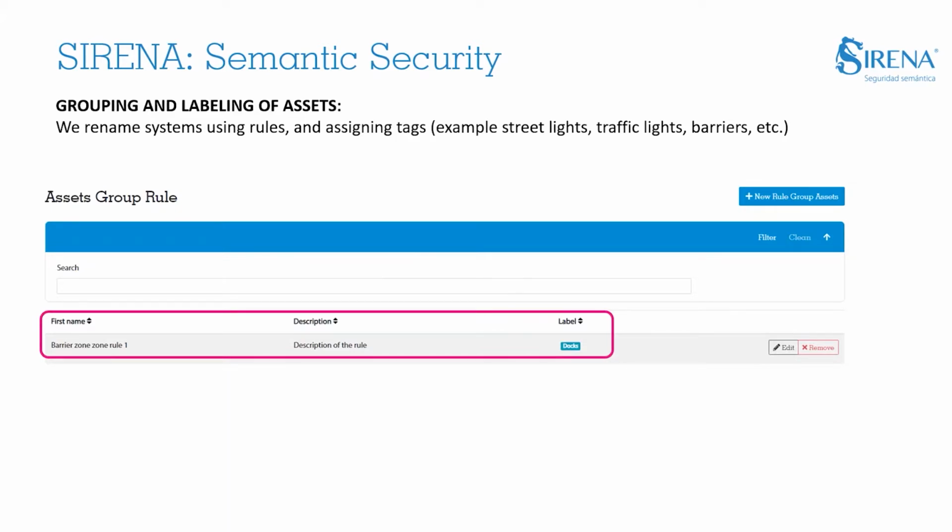The group labels allow us, for example, to identify the areas where each asset is located, and this Sirena screen allows us to assign safe area automatically.